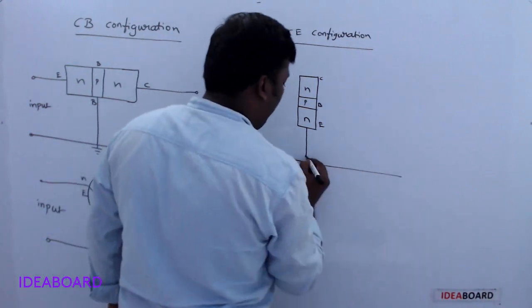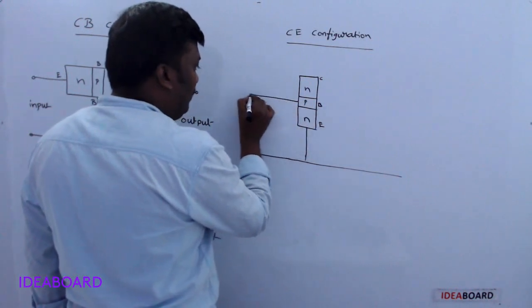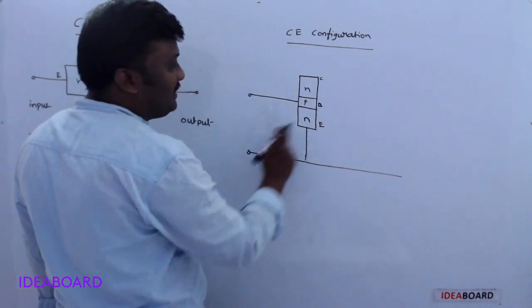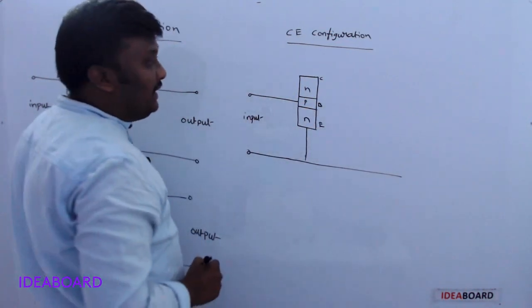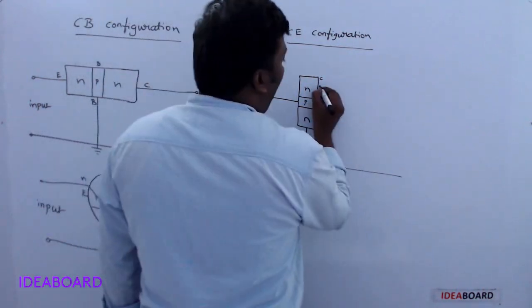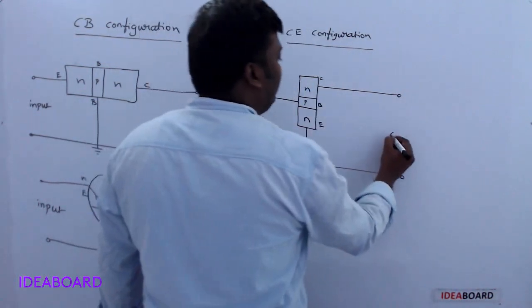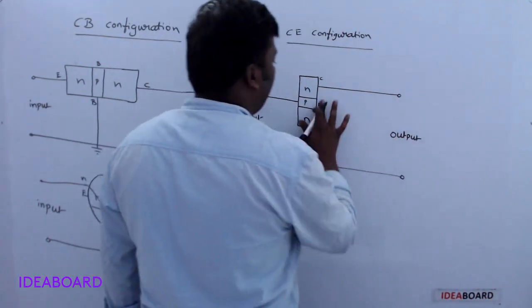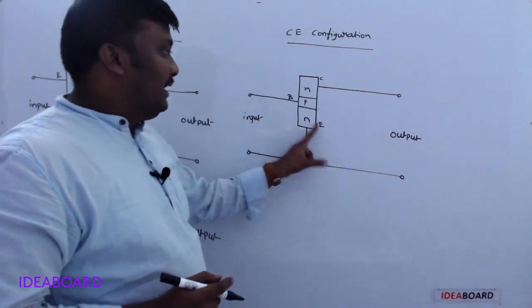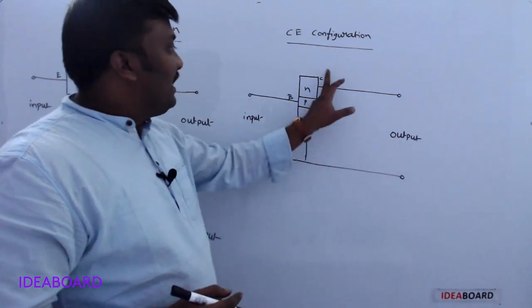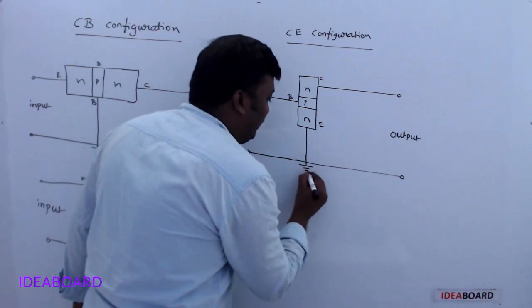Emitter is common for both input and output. Here input is given across base and emitter. Output is taken across collector and emitter. Input is given across base and emitter, output is taken across collector and emitter, and the common terminal here, emitter, that is earthed.